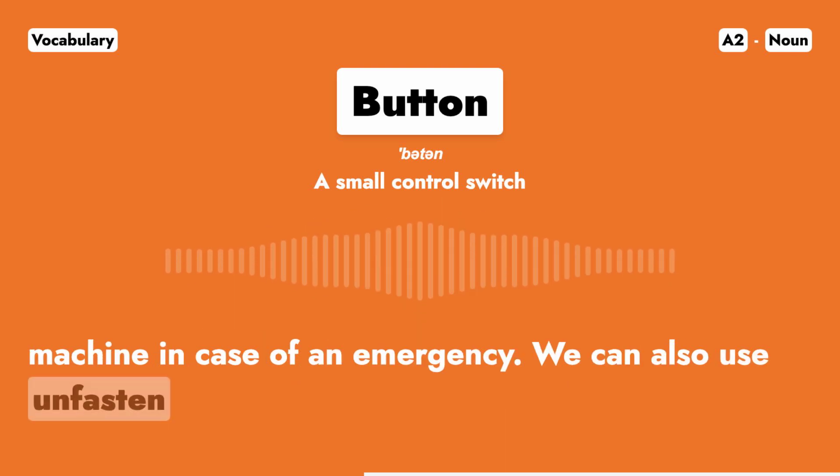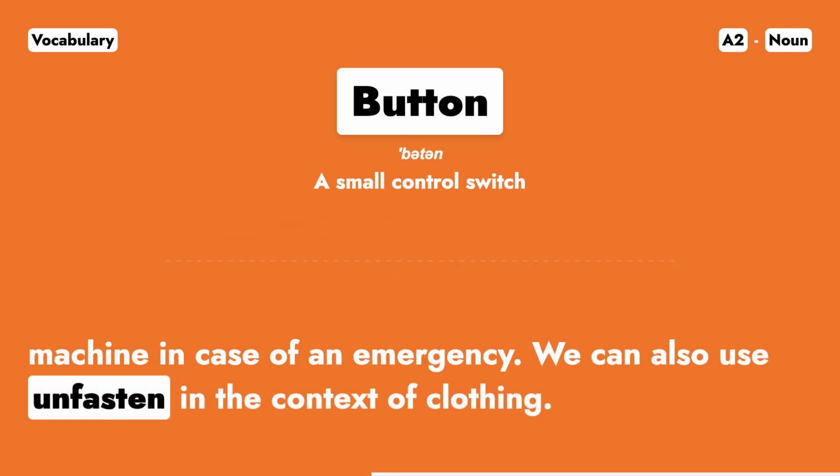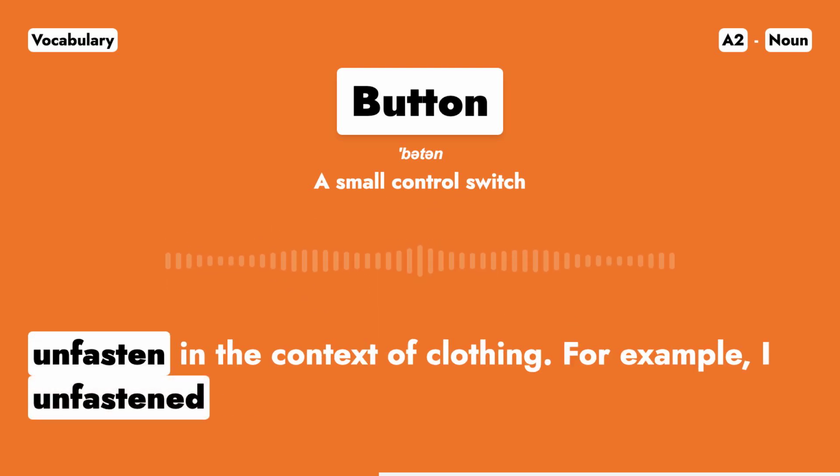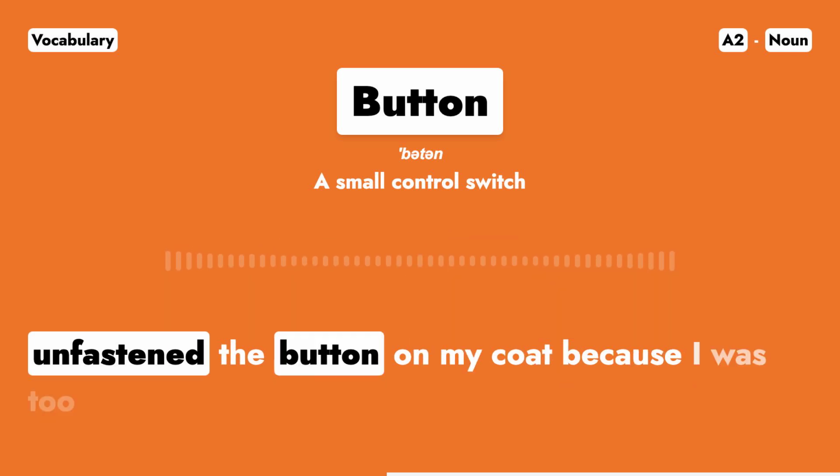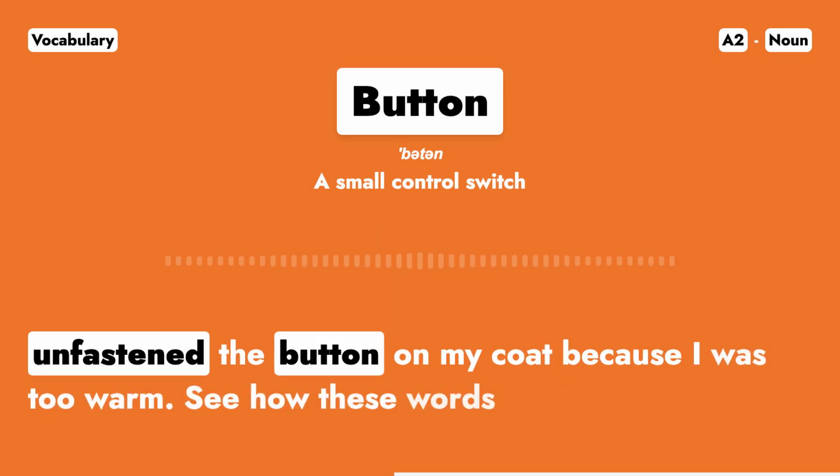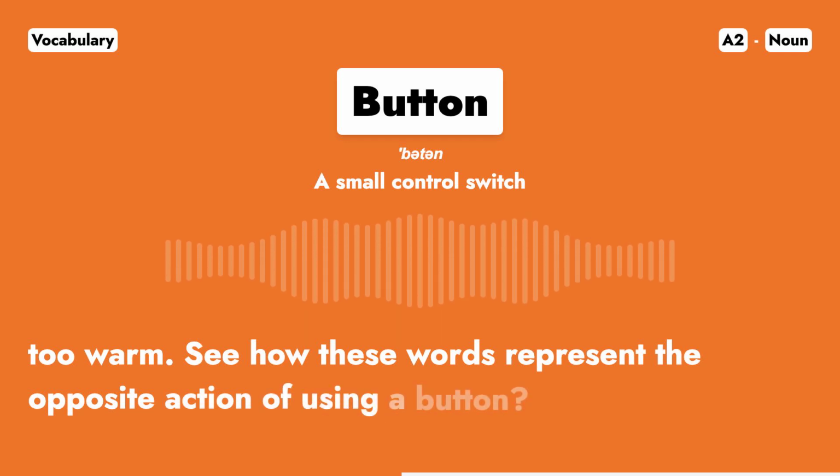We can also use unfasten in the context of clothing. For example, I unfastened the button on my coat because I was too warm. See how these words represent the opposite action of using a button?